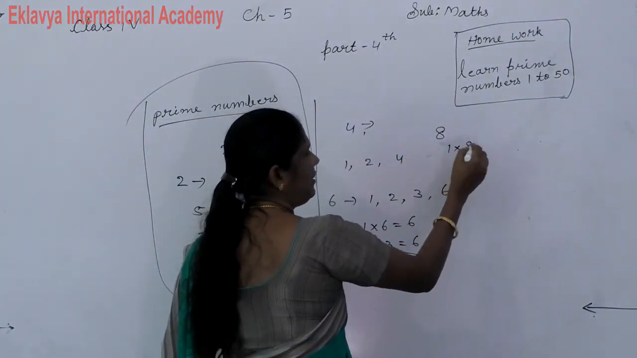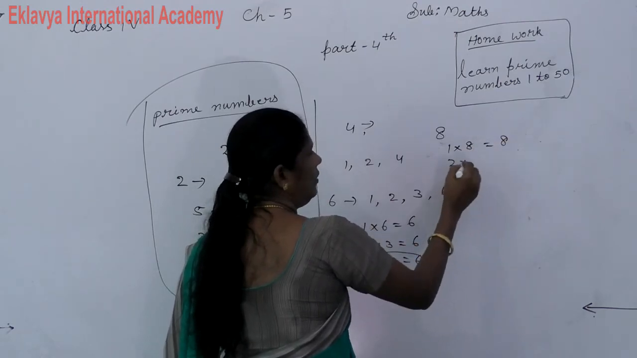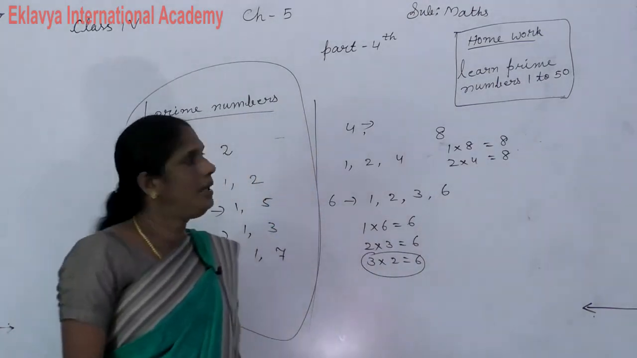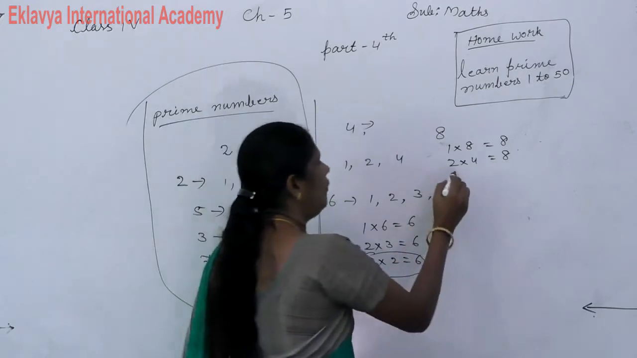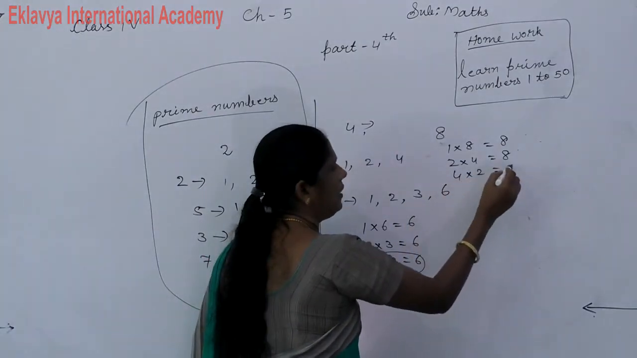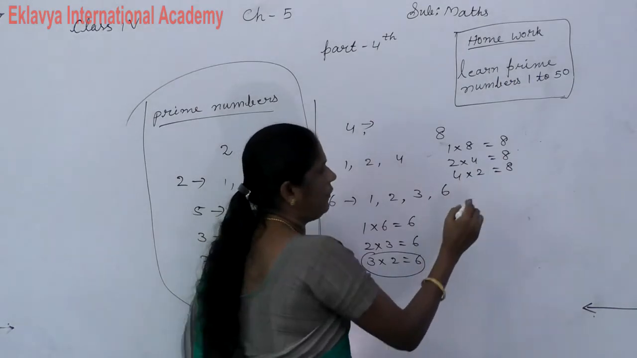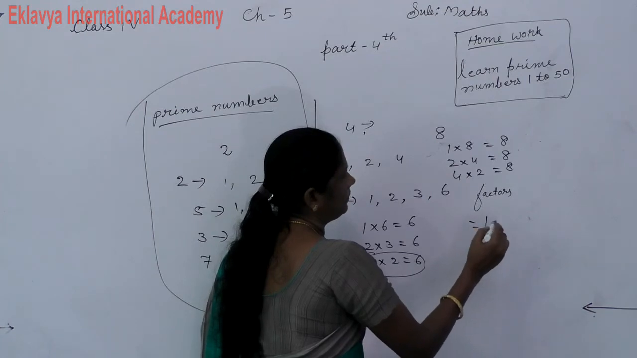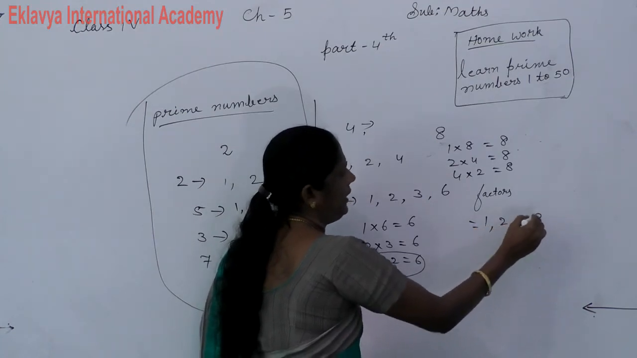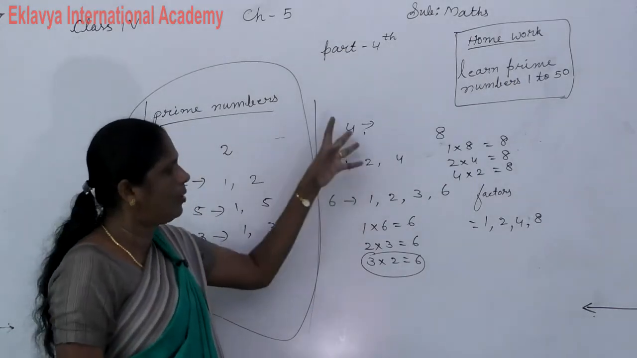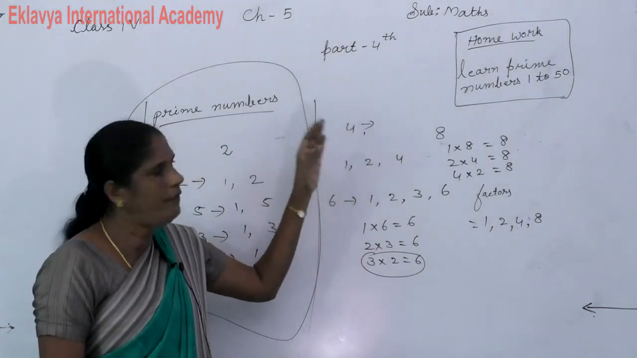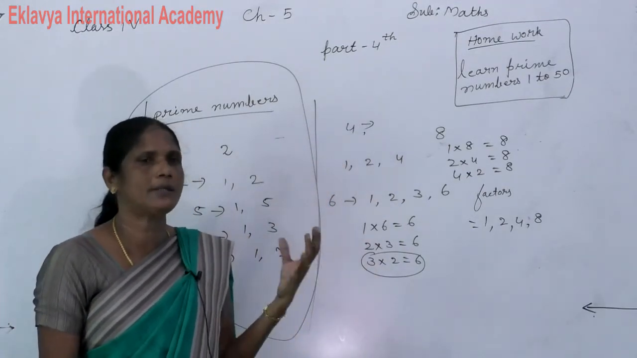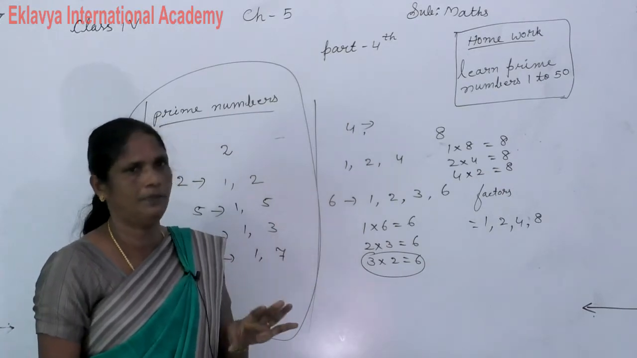1 into 8 is equal to 8. 2 into 4 is equal to 8. Does the table of 3 go in 8? No. 4 into 2 is equal to 8. Here it repeats, so we stop. Factors of 8: 1, 2, 4, 8. What is a composite number? A number which has more than two factors, that number is called a composite number.